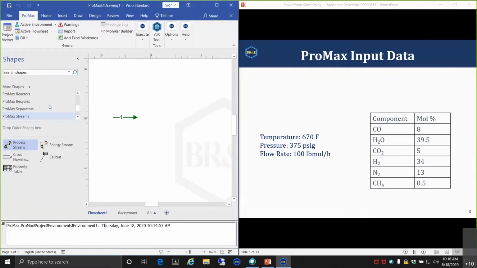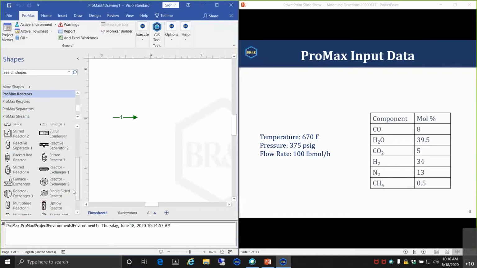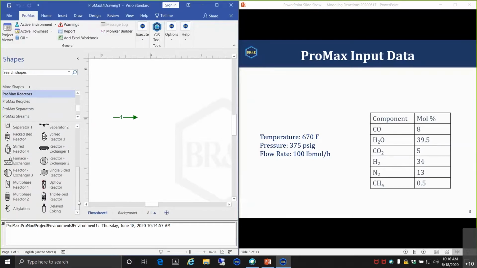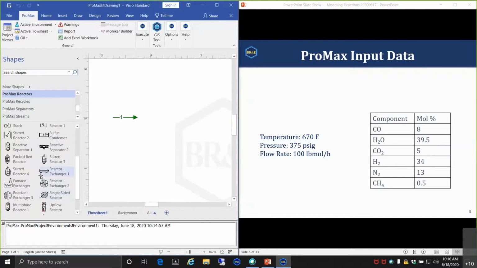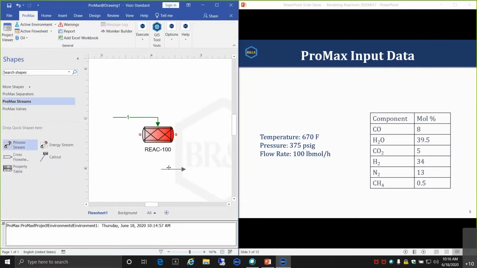And we will come and find our reactors. So our reactors, any of these reactors will work as a Gibbs minimization reactor. You can put them in as you wish. If you are not doing heat exchange, then I would stay away from the heat exchanger ones. And if you're not doing a multi-phase, I would stay away from those. So in our particular case, we're going to keep it fairly simple. We're just going to go with this vertical reactor. And we pull out our stream here for our exit.